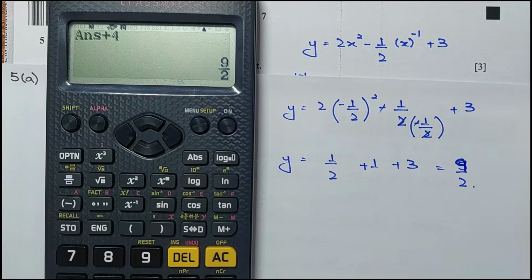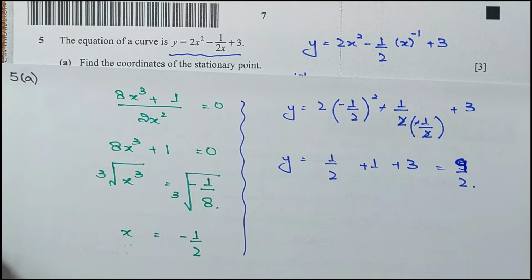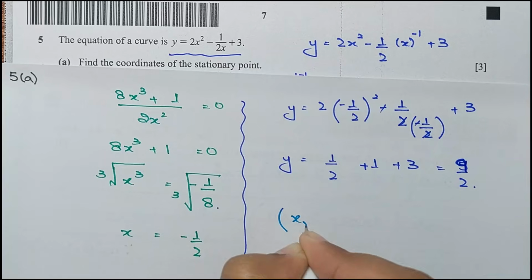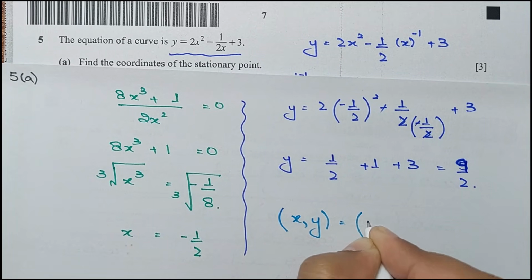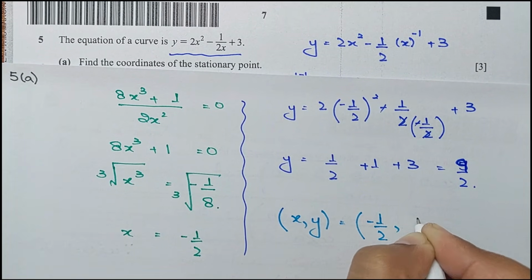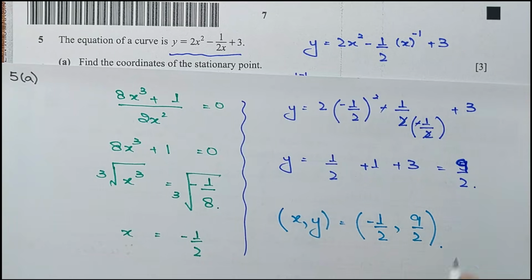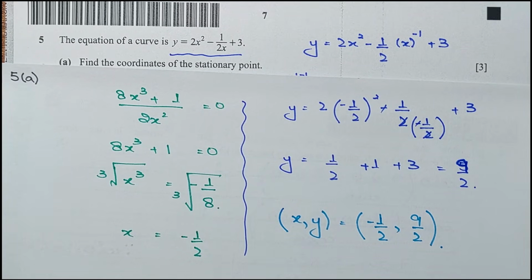Sorry. So now we can say the coordinates of the stationary point, the x, y coordinates: the x coordinate is -1/2 and the y coordinate is 9/2. This is the coordinate of the stationary point.